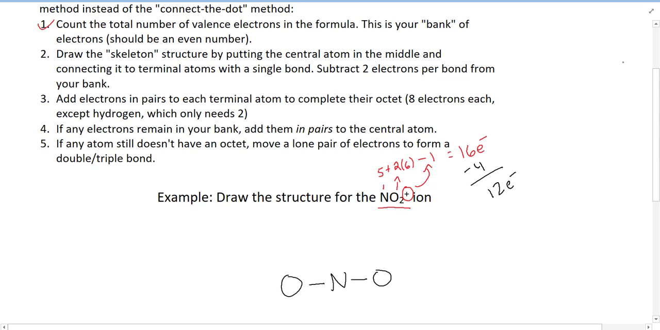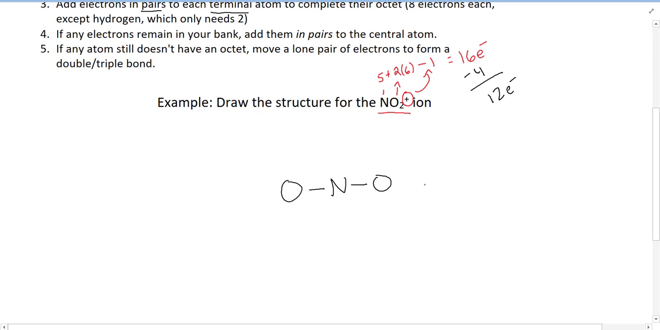Our next step is to add the electrons in pairs to each of the terminal atoms to complete their octet. We take care of the terminal atoms first. So everybody wants 8 except hydrogen wants 2. So each of these oxygens are going to want 8 electrons. They currently have access to 2 because of that bond, so they need 6 more, which means each of them is going to get 3 pairs. So 2, 4, 6, 2, 4, 6. So we've used up 6 times 2 atoms, 12 electrons.